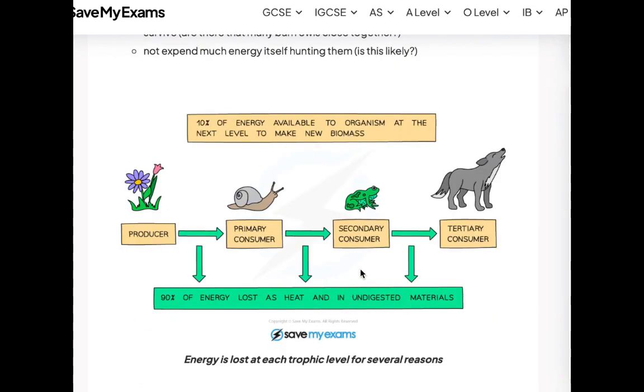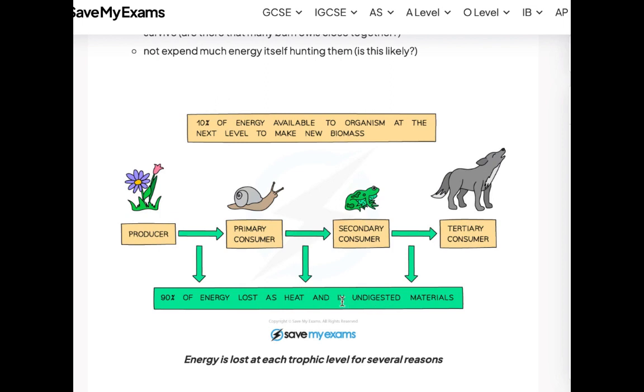Just a brief tutorial, and then we look at the diagram. Now, so that we can be fast, let's say we have a producer here, which is the plant. If it has 10,000 joules of energy, only 10% of that will be available to the snail, which is the primary consumer.